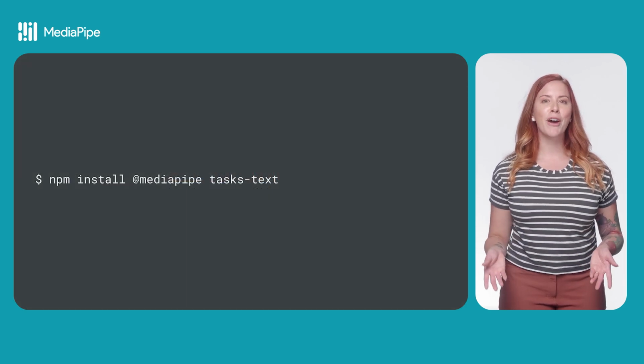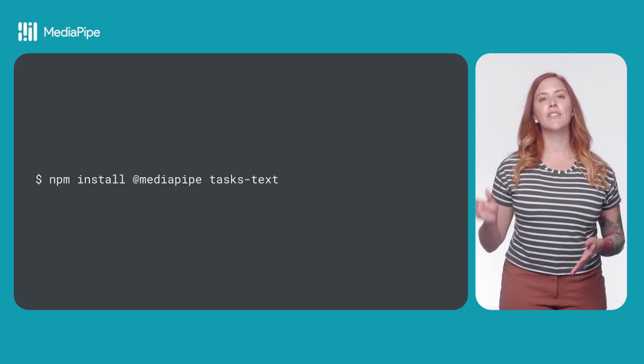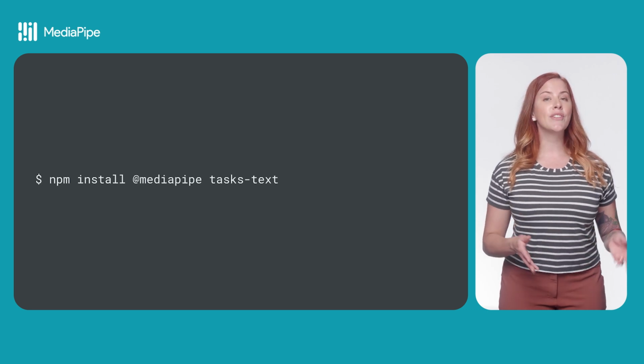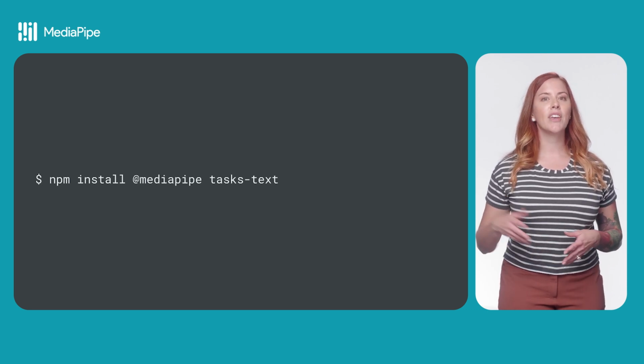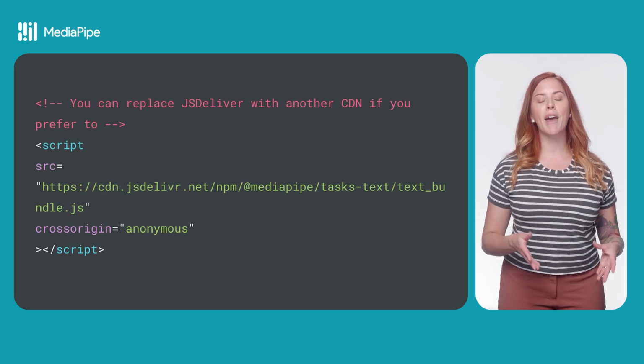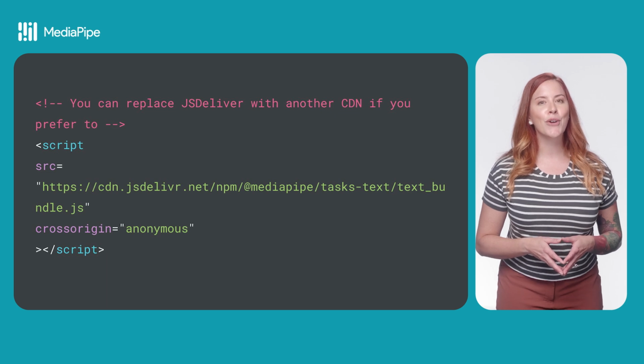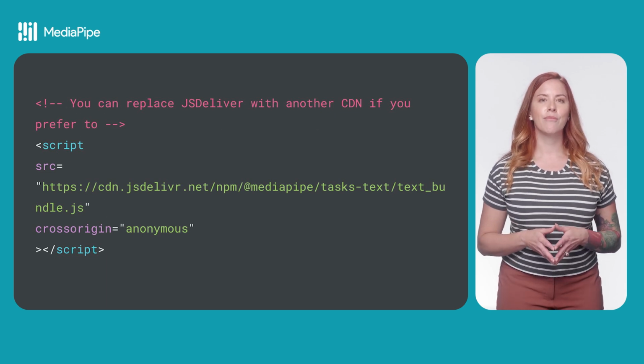Now that you've chosen your model, you're ready to code. First, install the tasks text package. You can download the package using npm and use a JavaScript compilation tool like Webpack, or you can import the package using a CDN. Once the API is installed, you're ready to initialize.